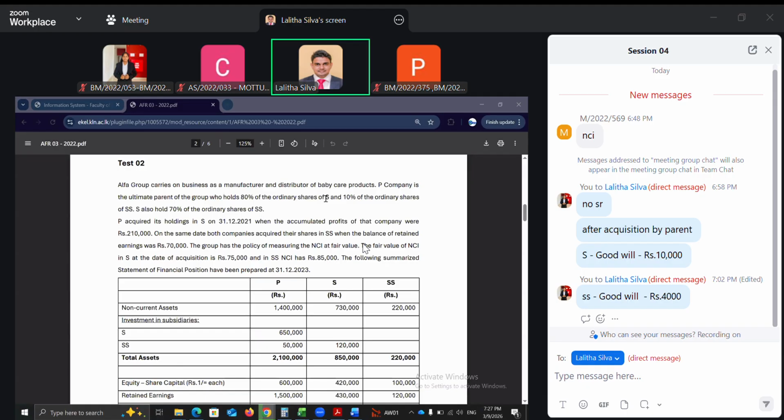80% of the ordinary shares of S and 10% of the ordinary shares of SS is owned by the parent. Then without any doubt, entity P has control over entity S with this 80% ownership of the ordinary shares. Okay? But up to this point, entity P has only a 10% investment in entity SS. But along with the details, it says that entity S also holds 70% of the ordinary shares of SS. Then entity P has indirect control also over entity SS. Then entity P has both direct and indirect investments. Therefore, we can identify this as a mixed group structure.